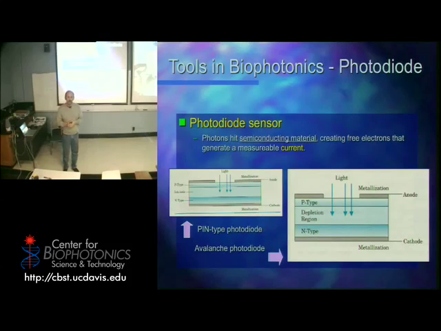Now, effectively, what a photodiode sensor is: photons hit a semiconducting material, creating free electrons that generate a measurable current. So a way to detect the amount of photons in a given sample of light is to have something that converts that into electricity, and then I can measure that current. The amount of current that I have is directly proportional to the amount of photons that are hitting the surface. So this is, in a sense, one of the simplest devices for determining specifics.